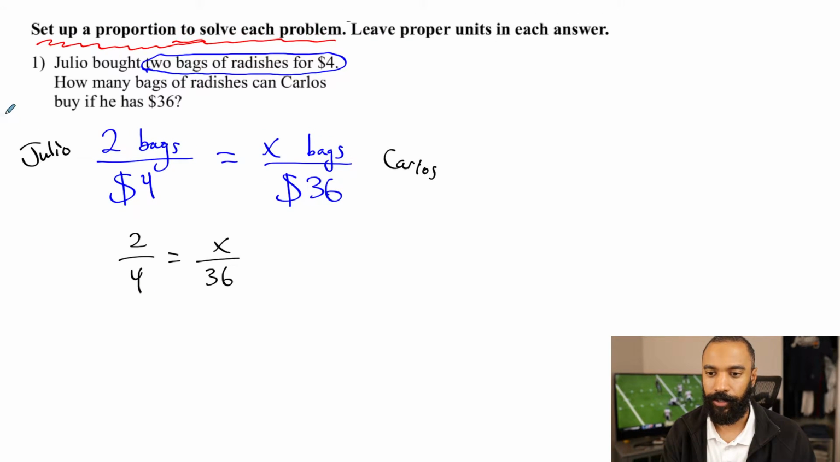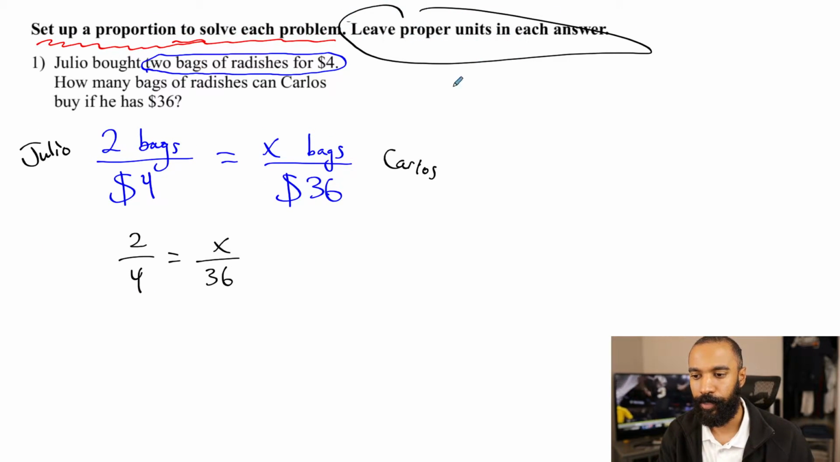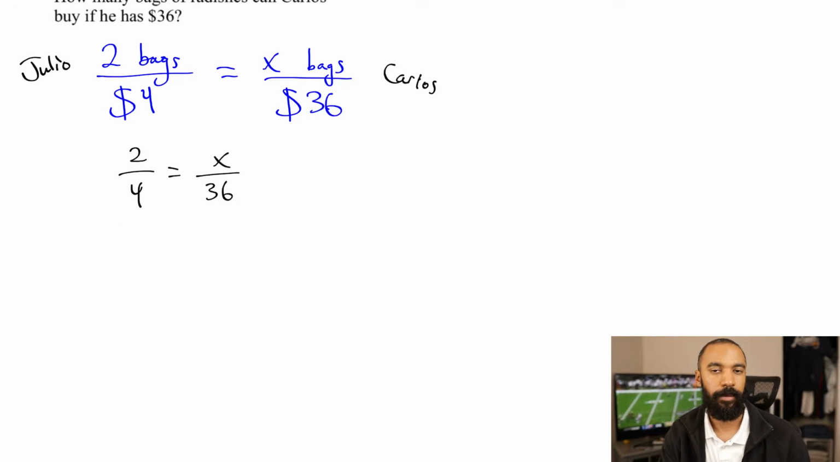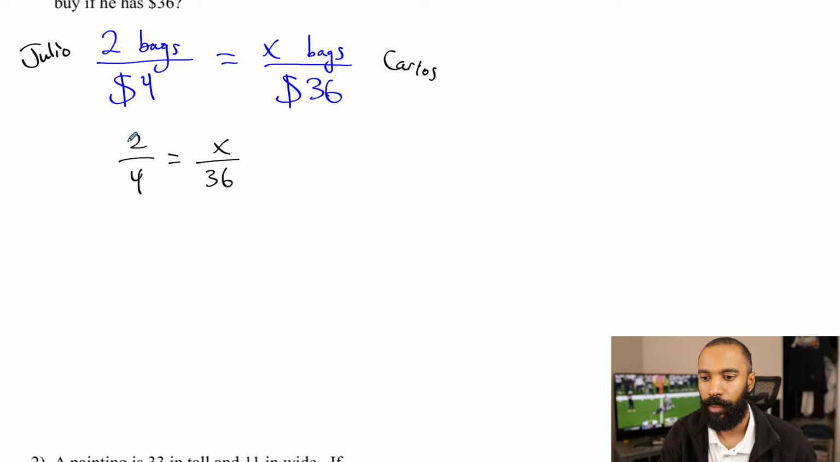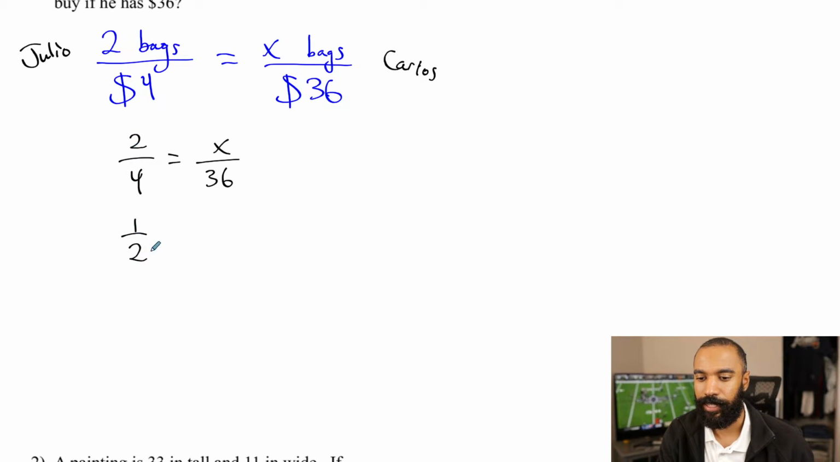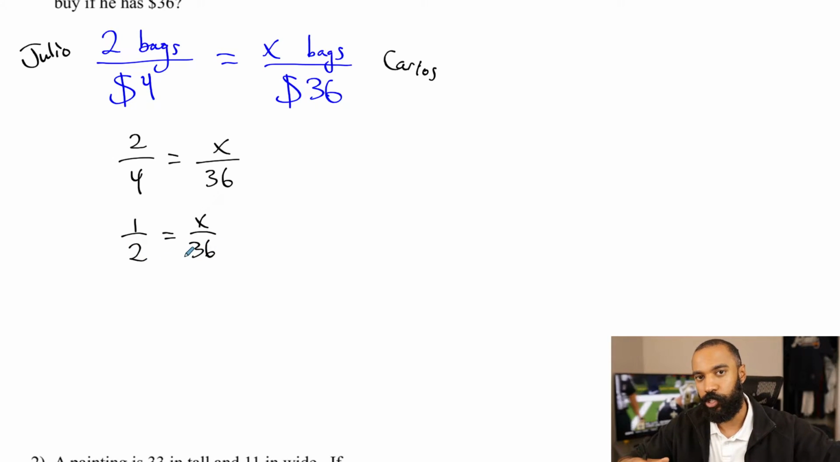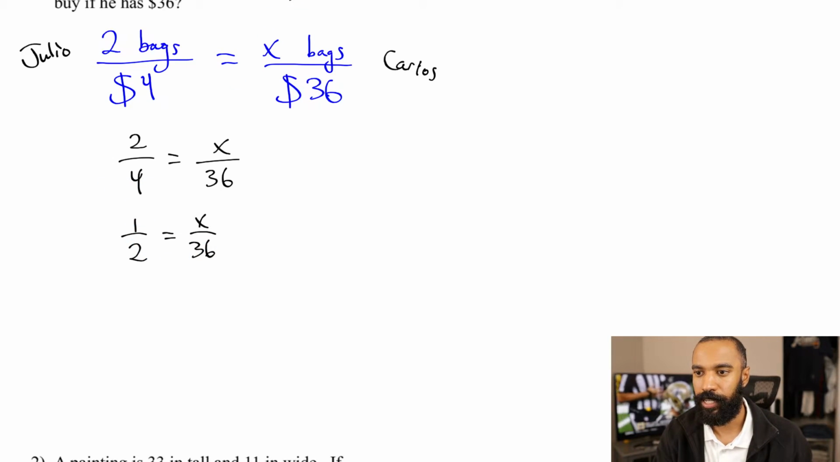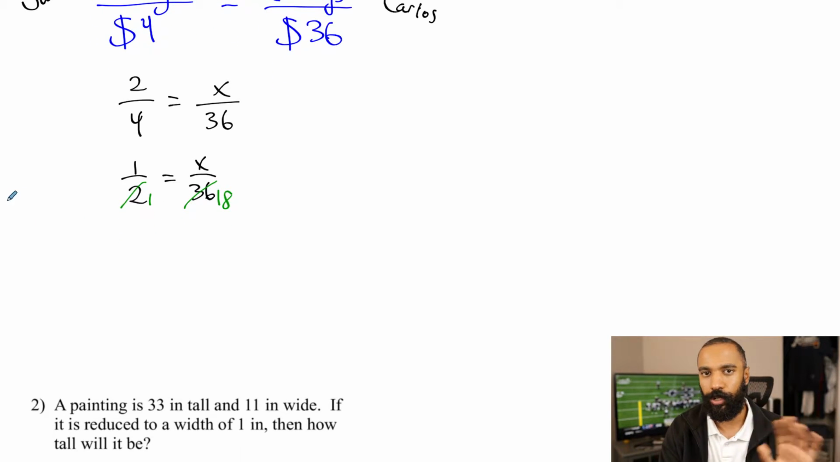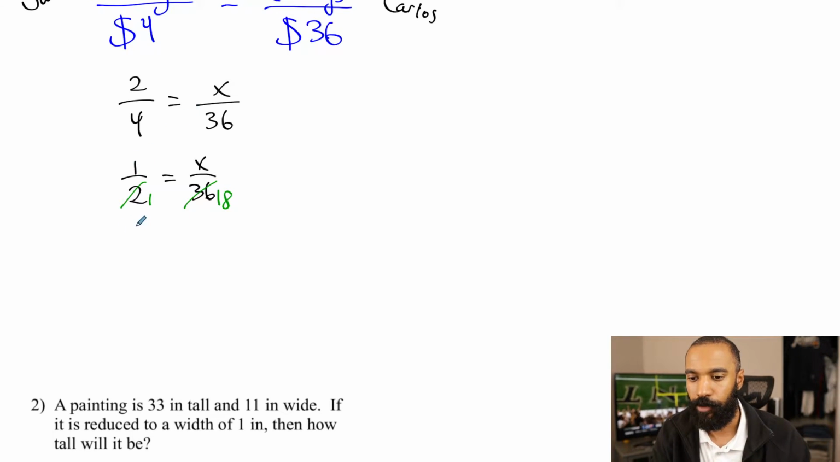But when you find your final answer, make sure that you leave proper units in it. Our final answer needs to be in bags, maybe as a sentence. Carlos can buy blank bags for $36. That's what I would do. 2 over 4 reduces to 1/2. I like that idea. Before I cross multiply, what might I do? Reduce these two. 2 and 36, divide both by 2. That becomes 1 over here and 18 right here. See if that starts to make sense, because I could have rewritten this as a different proportion and fraction, and that would have been fine. Okay, so I have 1 over 1, or 1, equals x over 18.